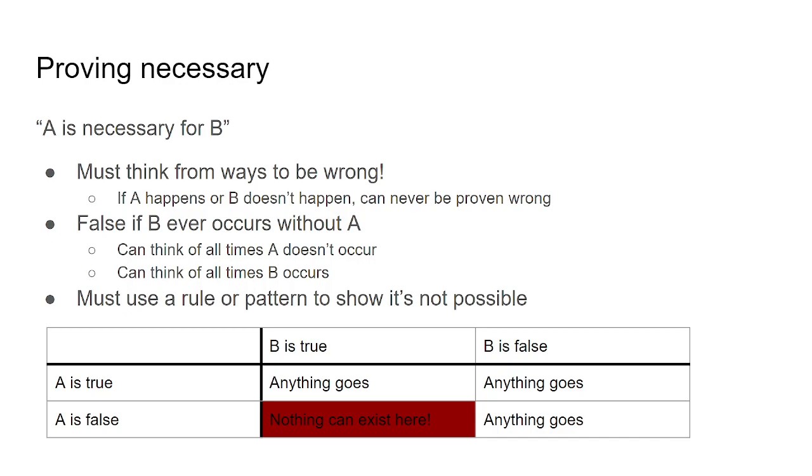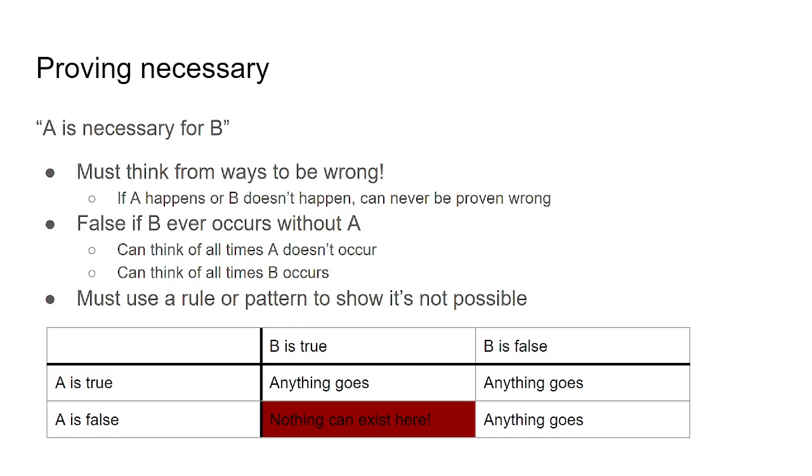So how would you go about proving something like this? If you wanted to prove that something is necessary, so A is necessary for B, well, what's really important is that you have to think from the ways that you could be wrong. So if you look at this table at the bottom, there's only one case where it's wrong. So if A is false but B is true, so A doesn't happen but B does happen, then in that case the statement is false because A is not necessary for B. B was able to occur even without A. So that's the one case where the statement could be false.